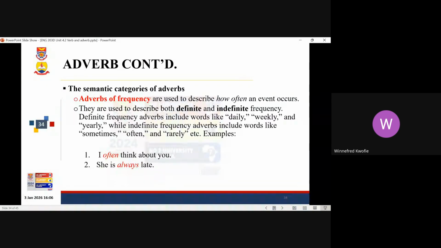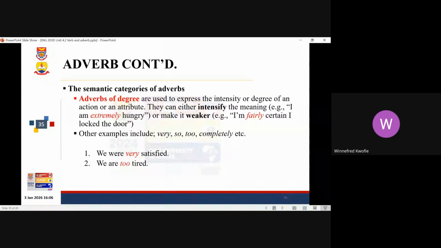Then we have adverbs of degree. The degree adverbs look at the intensity of the process. We were satisfied. How satisfied were you? Were you just satisfied? Were you very satisfied, or somewhat satisfied? So we are looking at the intensity. We are tired. How tired are you? A bit tired, so tired, too tired. So we are looking at the intensity, the degree. They are the degree adverbs.